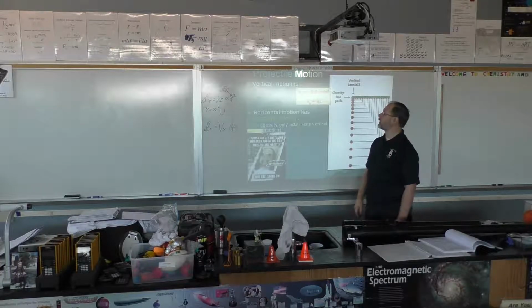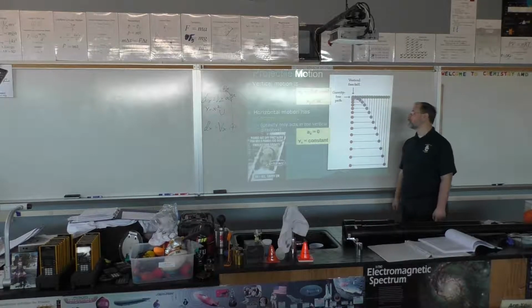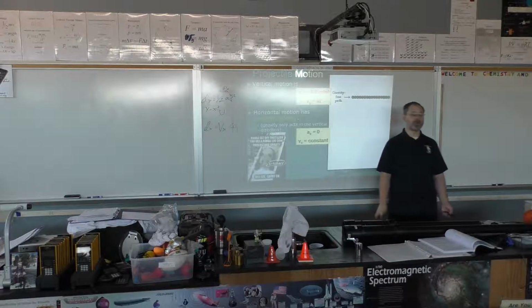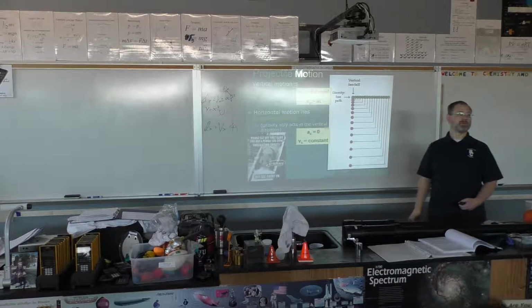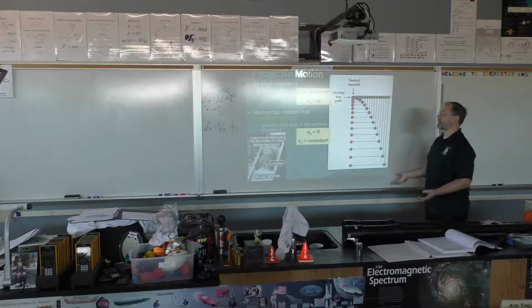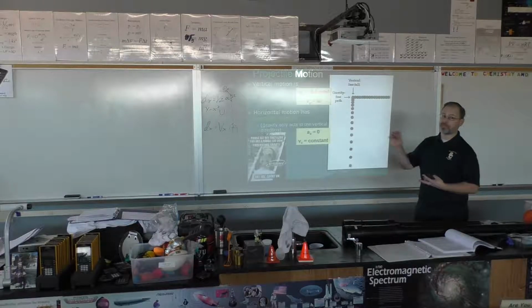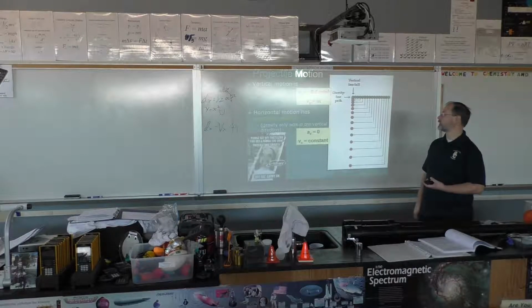Okay. And then horizontal motion has constant velocity. Since AX is 0, VX is just constant. It's whatever V naught was. Whatever we gave as the initial velocity, that's what it stays.